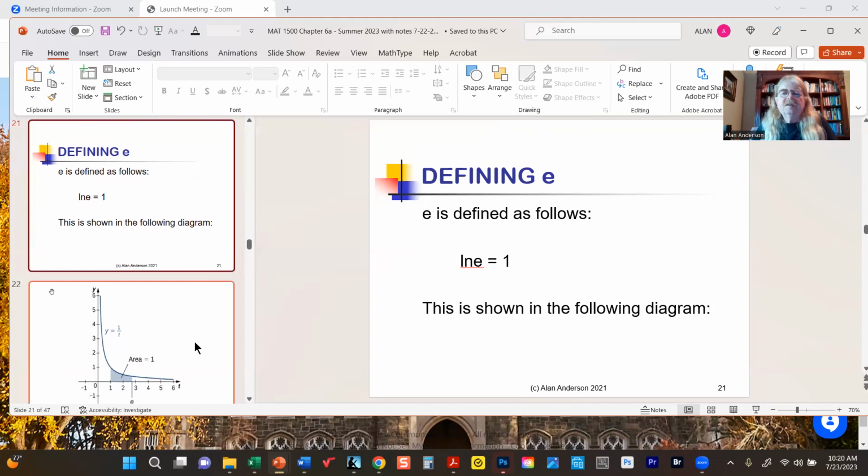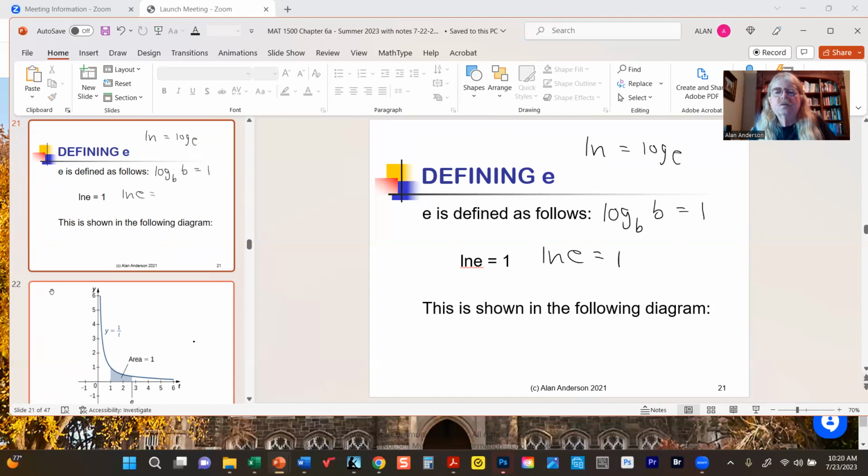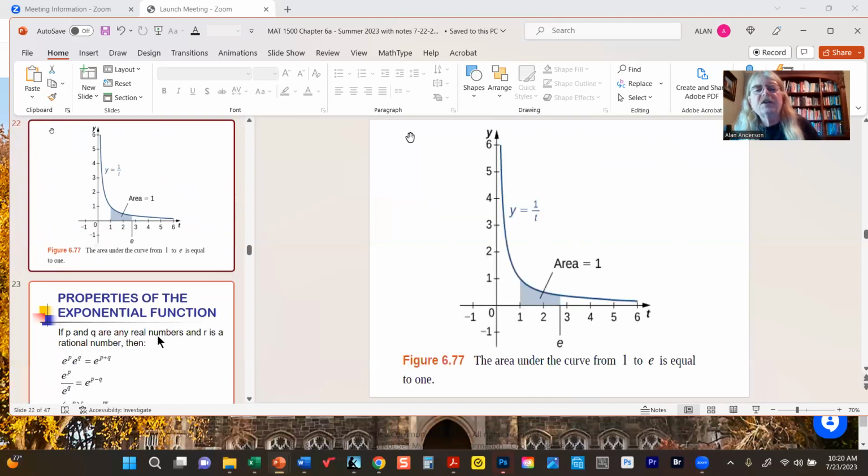Also, don't forget the log base e. Remember, natural log is the same thing as log base e. So therefore, remember that the log to any base b of b is just 1. So it stands to reason that the natural log of e is just 1, because this is log base e of e, which means it must be 1. And of course, we just saw earlier in this chapter that we can find this graphically by looking at the area under the curve of y equals 1 over t from 1 up to e.